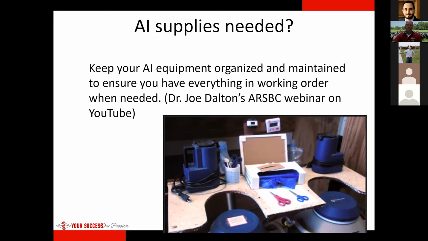One thing to consider as well is, depending on what source you're buying semen from, whether that straw is packaged in a 0.5 cc straw or a 1/4 cc straw. That will depend on maybe which AI gun you purchase to perform the insemination as well.